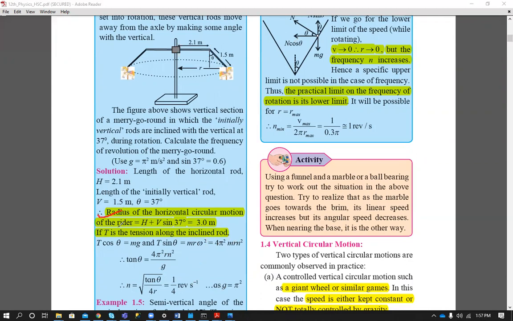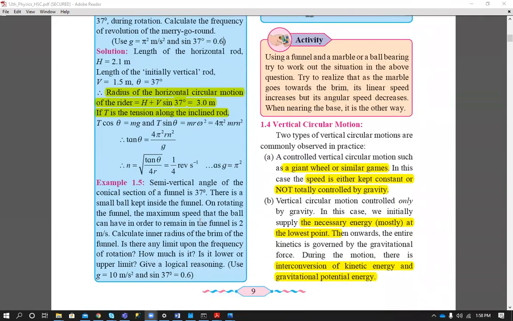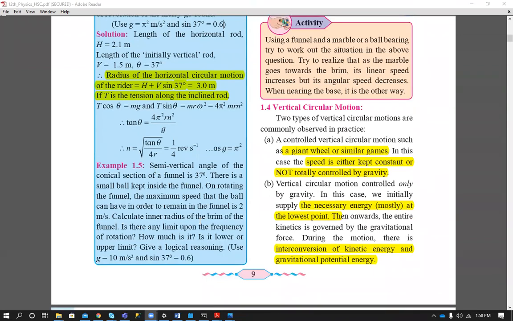So first step, they have found the radius. We know T cos theta equal to mg, T sin theta equal to centripetal force, m r omega square, and we know that omega is 2 pi n. So just square it. Divide these two equations, T sin theta upon T cos theta, and you will get this. From this, you know the theta, you know the radius. Now you have to find n. Okay, g is already given, pi square. So simple problem. The size of the problem is only big. Okay. Next problem is about the semi-vertical angle of the conical section of a funnel.